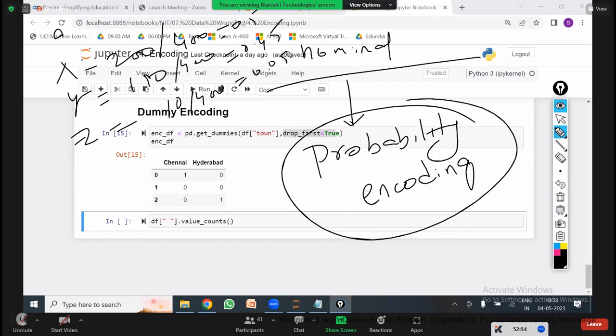Now, wherever the x is there, replace with 0.5. Wherever the y is there, replace with 0.45. Wherever the z is there, replace with 0.05. How you are going to replace means no need to write the replace option. Map function is there, right? Using the map function, you map the x values with 0.5, y values with 0.45, z values with 0.05.